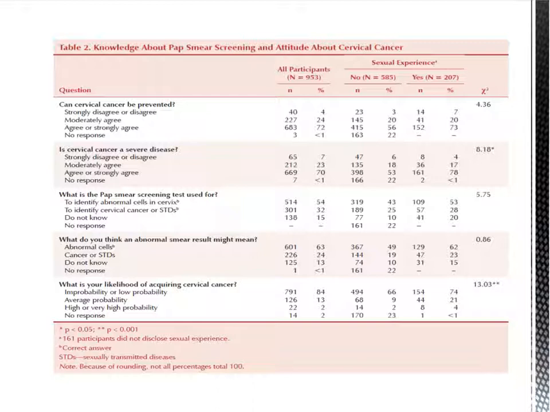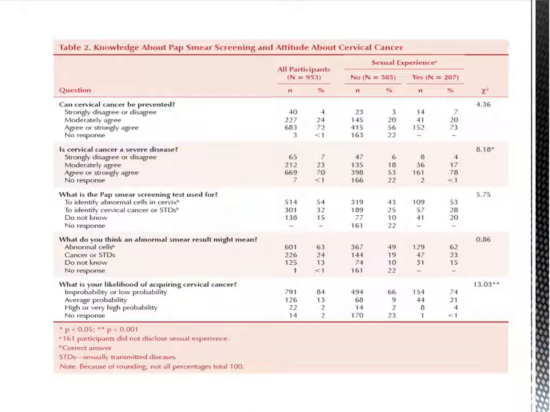What that statistic means is that the chi-square test found a significant difference between the groups who have had a sexual experience and those who have not had such an experience on whether they thought that cervical cancer is a severe disease. The researchers actually stated that, quote, undergraduate women who had sexual experience were more likely to believe that cervical cancer was a severe disease than undergraduate women who were not sexually experienced, end quote.